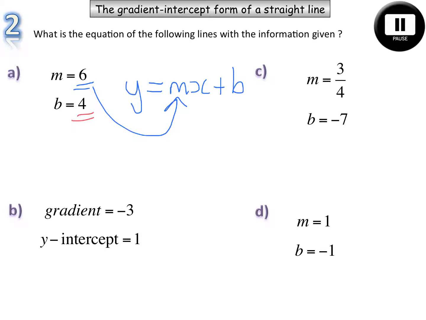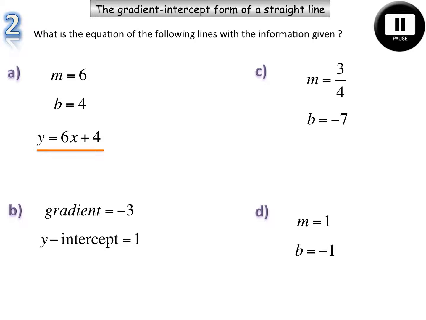And here's our b, and that should go on the end. So our equation will be y equals 6x plus 4. Okay, the next one is, instead of writing m equals, I've got gradient equals. They mean the same thing. So gradient and m, they're the same thing. So y equals mx plus b. So that's our information put in our y equals mx plus b formula.